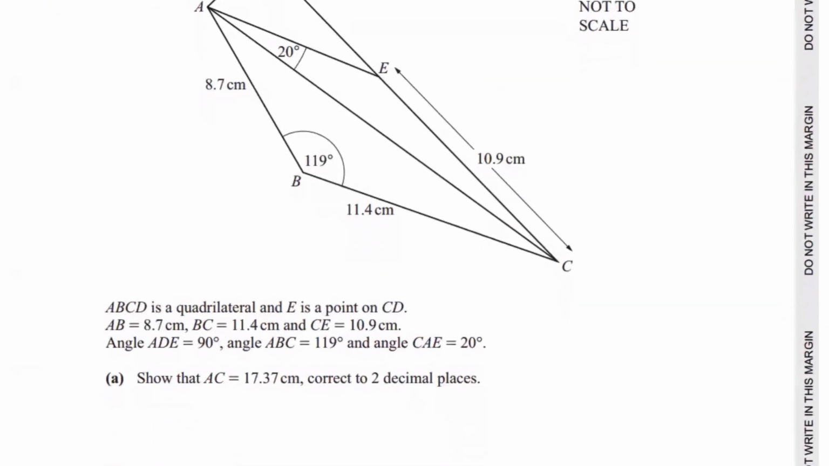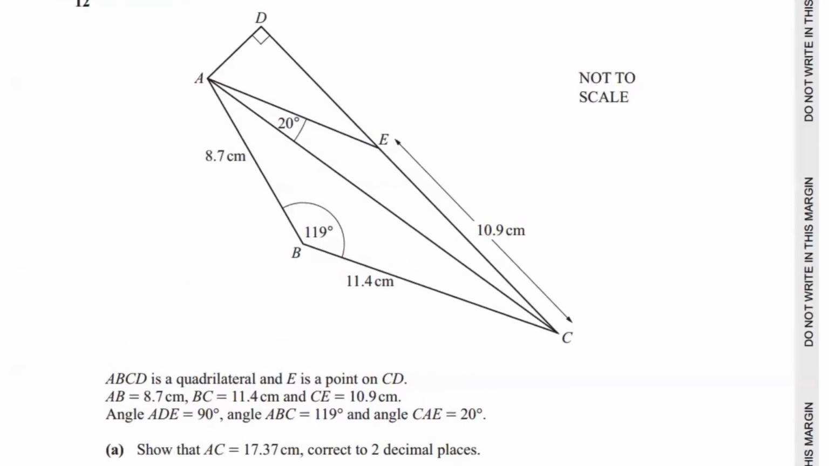Then for question 12, it says ABCD is a quadrilateral and E is a point on CD. AB is 8.7 centimeters, BC is 11.4 centimeters, CE is 10.9 centimeters, angle ADE is 90, angle ABC is 119, and angle CAE is 20. Show that AC equals 17.37 centimeters, correct to two decimal places.